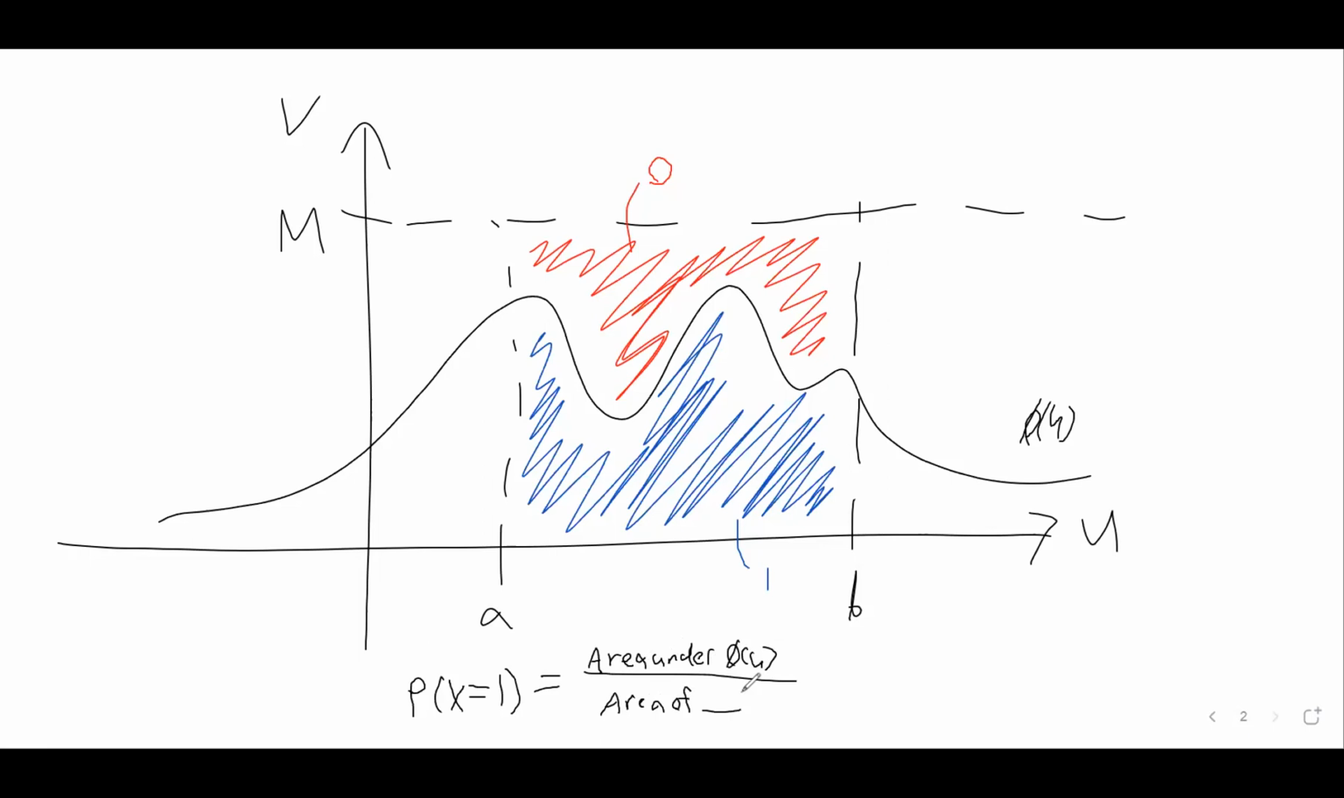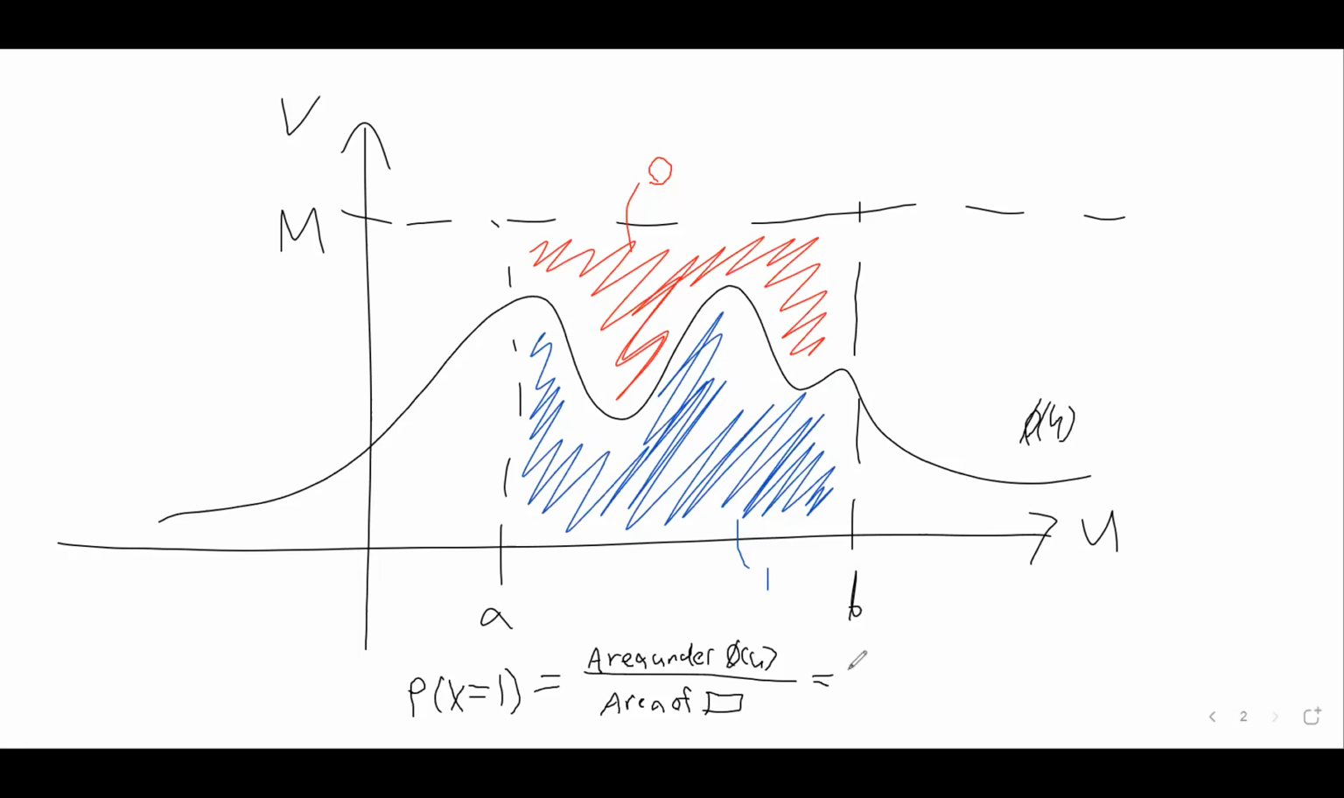So the area of the rectangle, I'm going to draw a rectangle there. The probability X equals 1 is the ratio of the area under phi of u, the area of the blue region, divided by the area of the entire rectangle, right? That ratio is the probability X equals 1. It's the fraction of the entire rectangle that the blue region makes up.